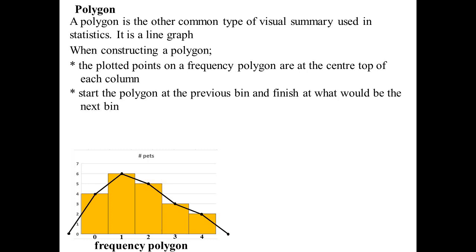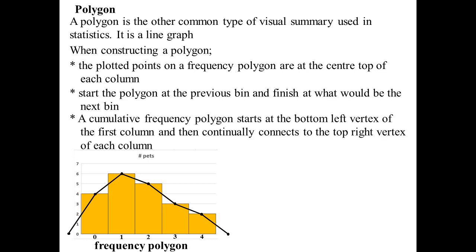Now we start the polygon at the previous bin. Now my first bin is 0. If there was a -1, it would start there, and actually, because I've joined mine up with the vertical axis, it'll actually start on the left-hand side of the vertical axis. So where the middle of the previous bin would be, and it'll finish where the middle of 5 would be. And then we just join that up with our line. So there's our polygon or line graph.